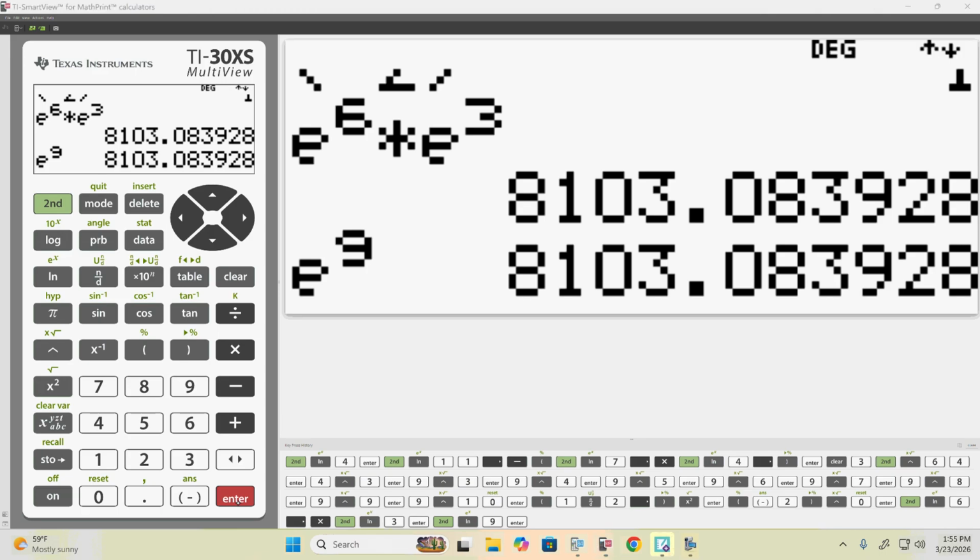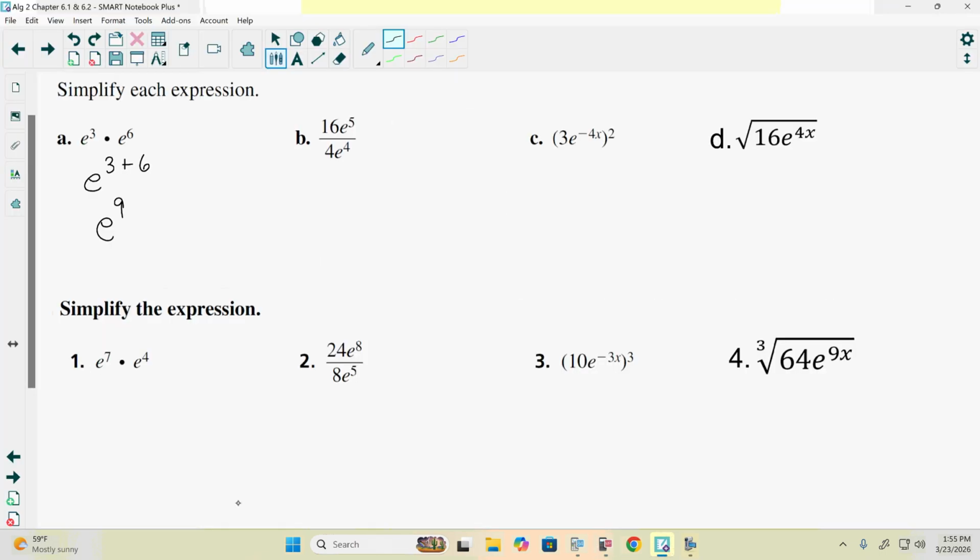But I would be using it more to check it than to actually find the value. Because here we just add 3 and 6 together to get 9. It is indeed e to the 9th.